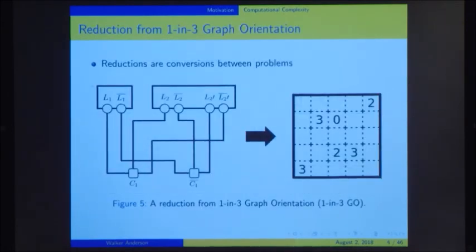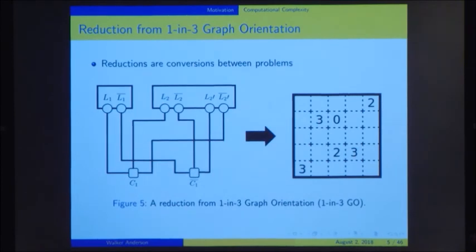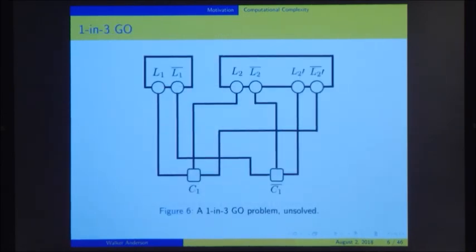So my strategy for proving that Five Cells is an NP-complete problem is called a reduction. You can essentially think of a reduction as a conversion between problems. I'll talk more about how this reduction works in a little bit. But the problem I'm reducing from is called 1 in 3 graph orientation. This is a graph theory problem. I've put an unsolved instance of the problem here.